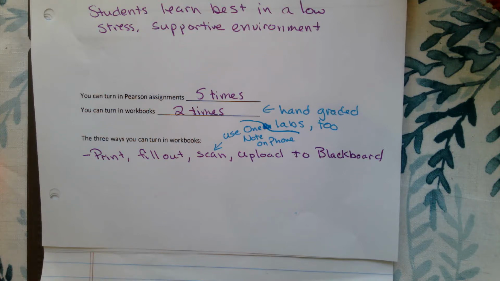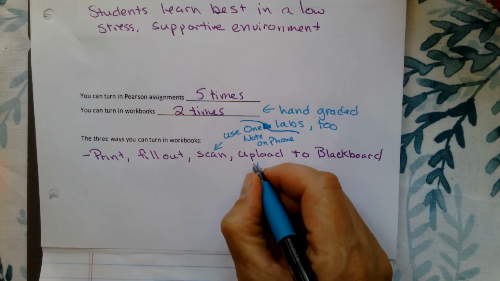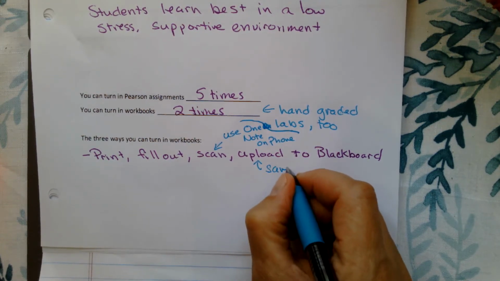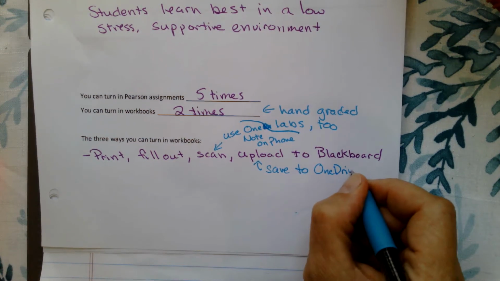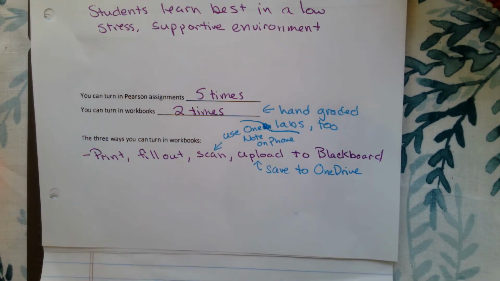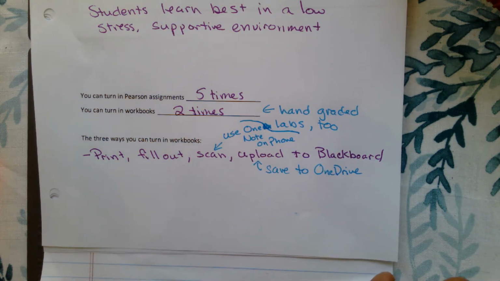So, another useful thing before you upload it to Blackboard is you may want to try saving it to OneDrive. Now, once again, that's something else you get free as a college student. Because you go to JCC, you get OneDrive and OneNote for absolutely free. If you would like more information on these, let me know. I am happy to share that information.